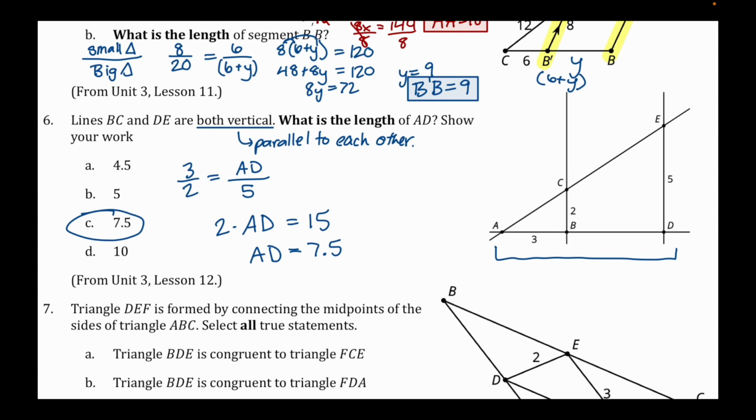So we're going to select option C because it does say to show our work. So we are going to leave all that work there as evidence that we knew what we were doing and didn't just randomly pick an answer.